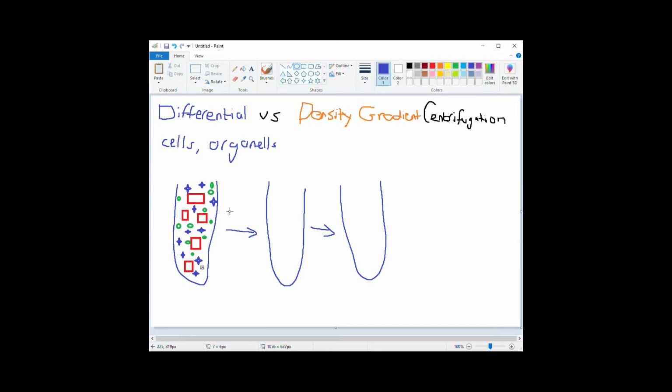So after the first spin, at a slow speed, the red squares, the largest particles, will all sediment out at the bottom, and the other two shapes will still be in the solution. The green ones seem to be smaller than the blue ones. Then after a repeated spin, this time with the red squares removed from the bottom, pelleting out, you then have the blue stars going to the bottom here.